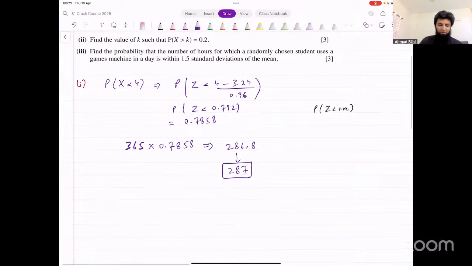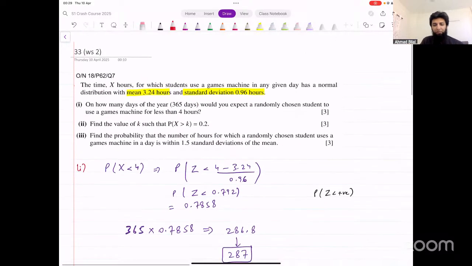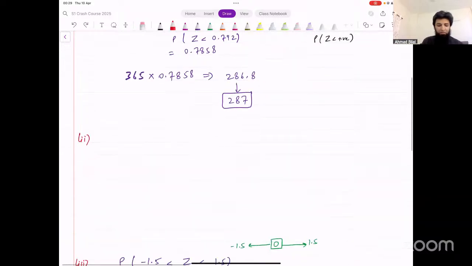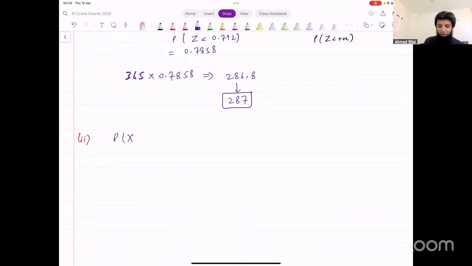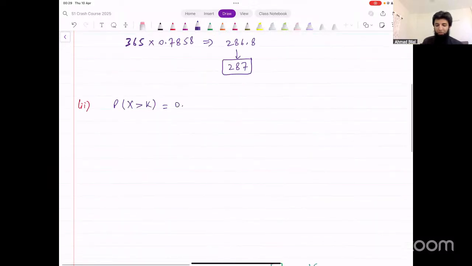That's the first part, really straightforward. Now the second part is inverse normal because we have a probability given. That's P(x greater than k) equals 0.2. That's the last part that we're doing for today, and then we end. Probability of x greater than k is equal to 0.2. This is the probability that we're given.